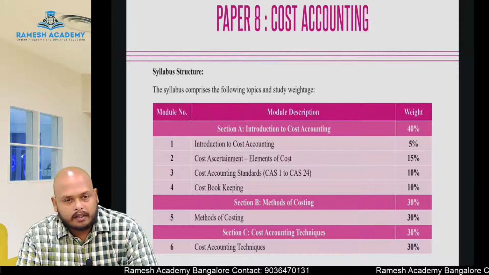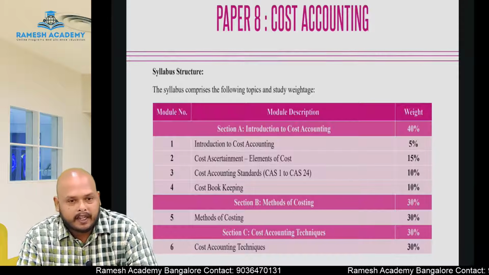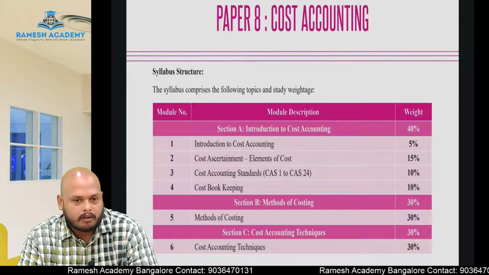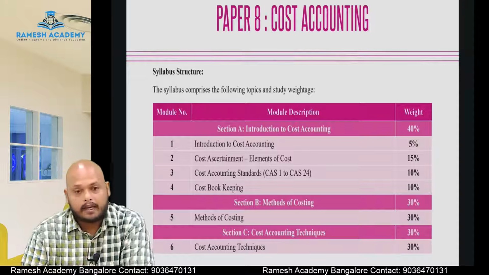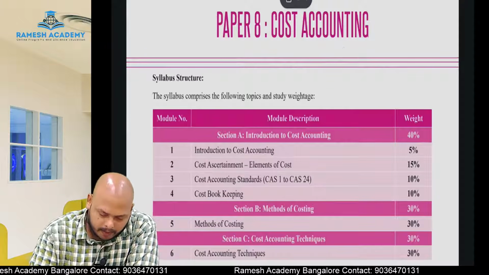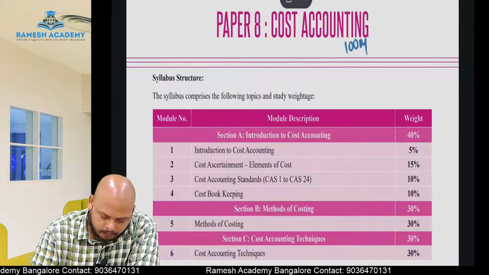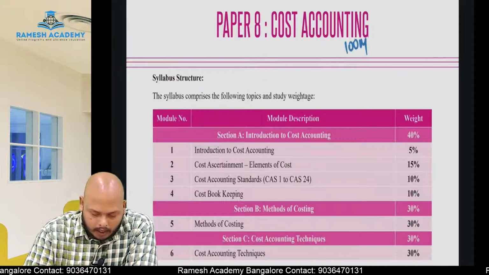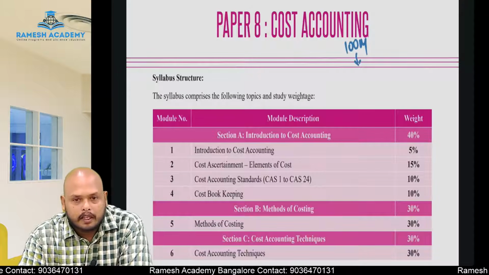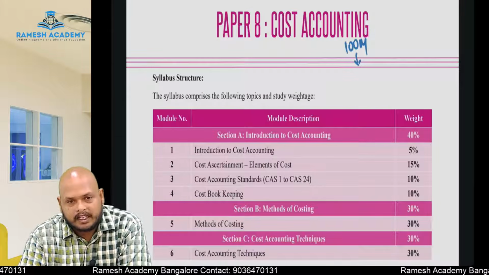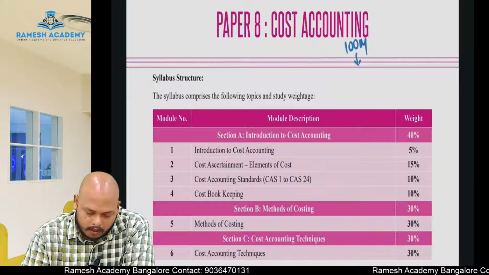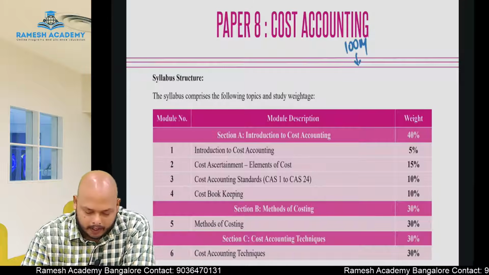Today we are going to deal with the subject paper number 8 in CMA Inter Group 1, cost accounting. This cost accounting paper comprises 100 marks. Under this 100 marks, let us discuss the pattern and the overview of the subject. Cost accounting paper number 8 is for 100 marks.